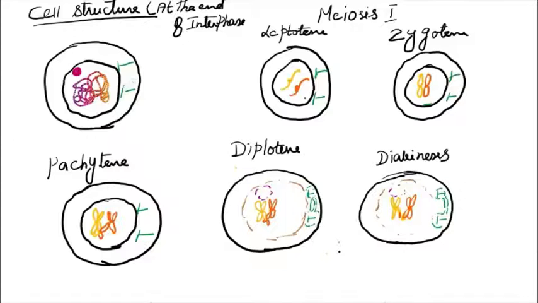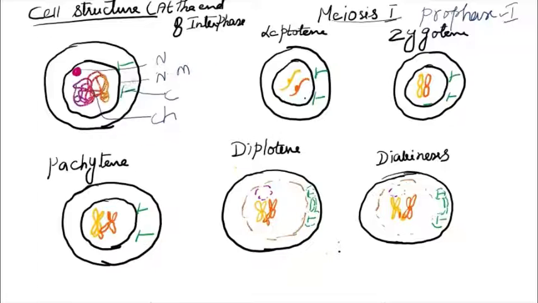So now we are going to observe the cell structure at the end of the interphase before we move on to meiosis 1. Now you can observe the nucleolus, the nuclear membrane, the centrioles and the chromatin material. Now we are entering meiosis 1. In meiosis, the very first phase is prophase 1. As we have discussed, prophase 1 has different stages like leptotene, zygotene, pachytene, diplotene and diakinesis.